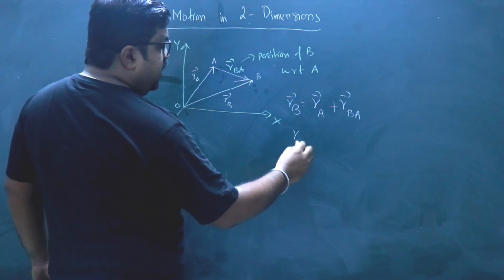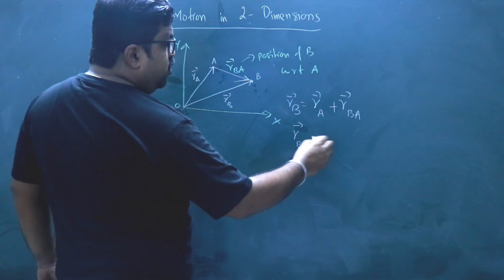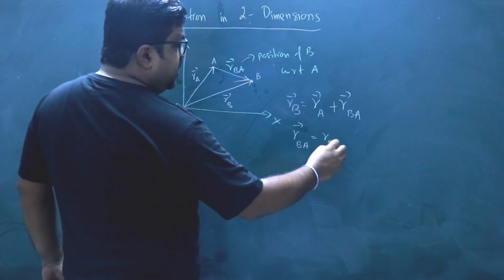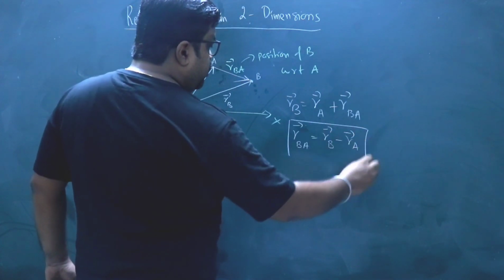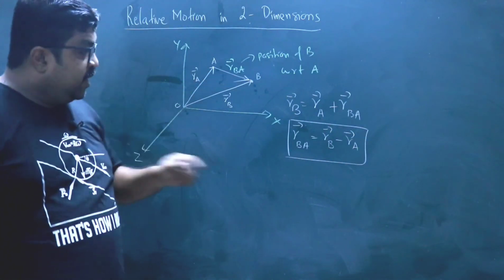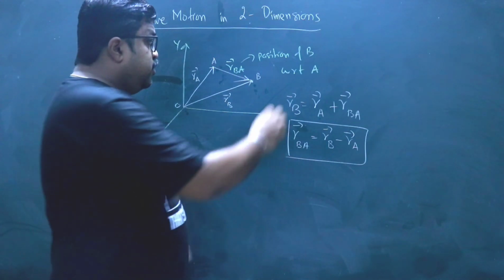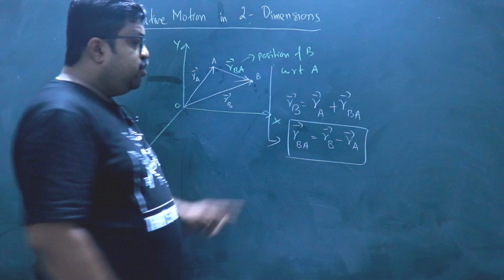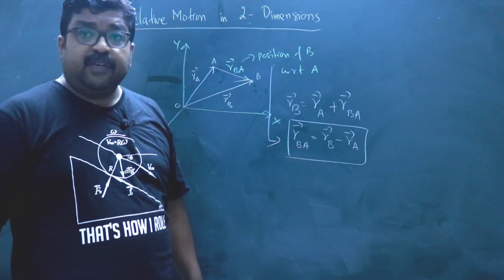So this gives RBA equal to, this goes to this side, so this is RB minus RA. So this is how we represent position of B with respect to A. This is the expression for position of B with respect to A. It is position of B minus position of A.